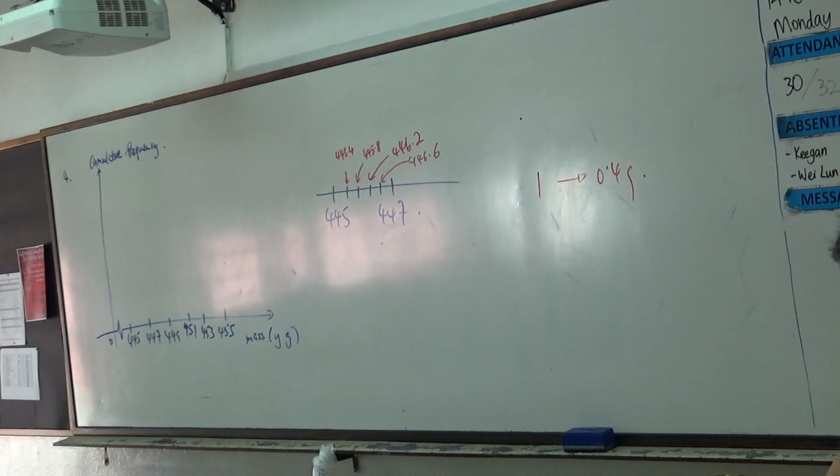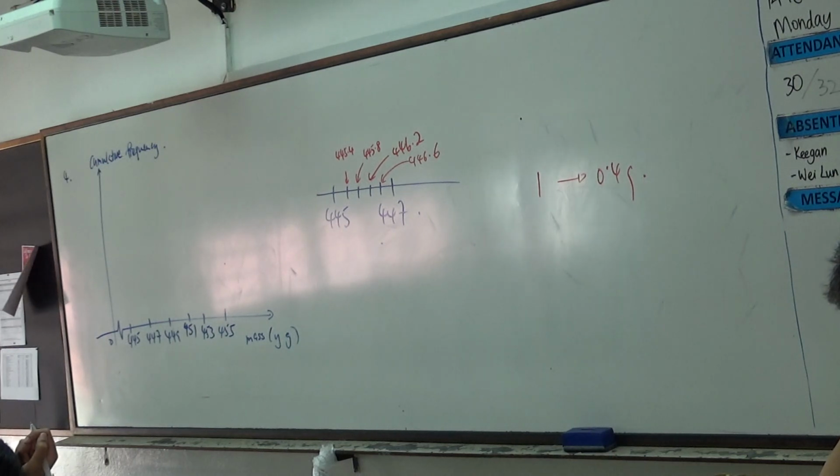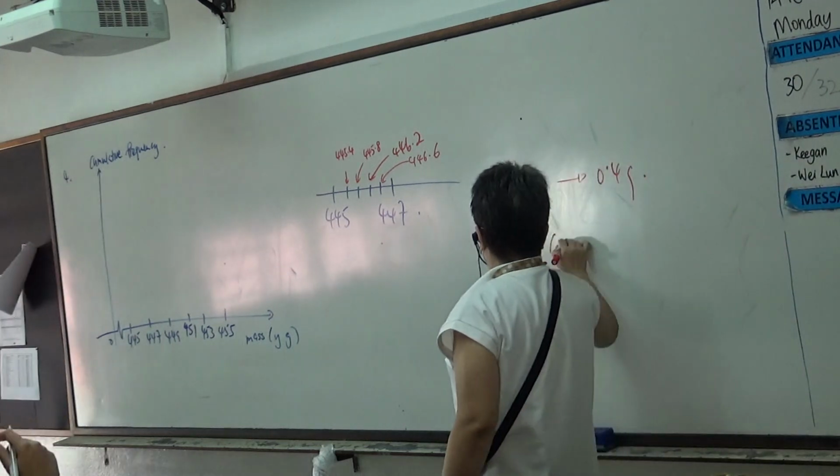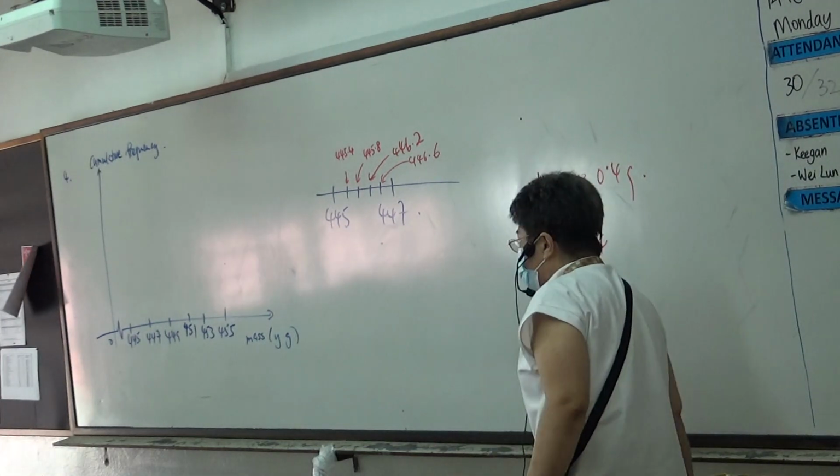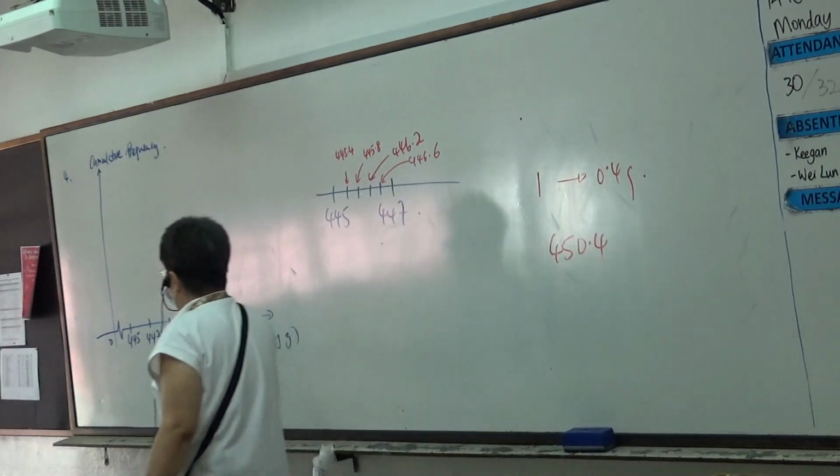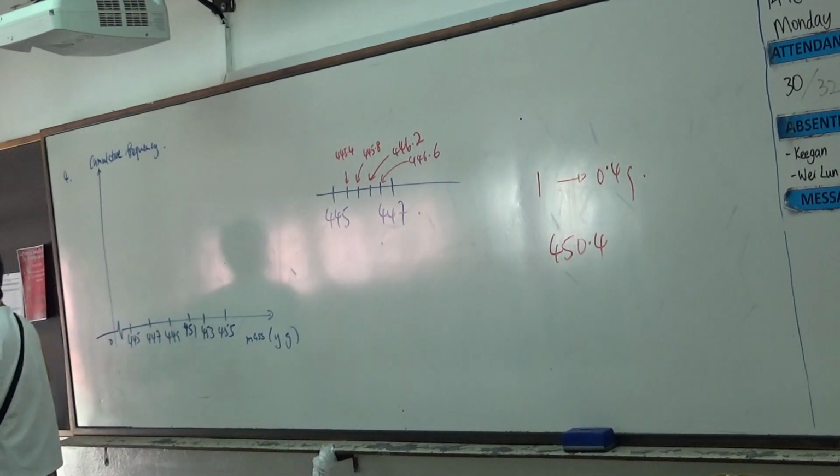The masses of 50 loaves of bread from a bakery are measured. The cumulative frequency curve below shows the mass y grams and the number of loaves of bread which are less than or equal to y grams. From the graph, estimate the number of loaves of bread having masses less than or equal to 450.4. I want you to read 450.4. Where is it? And read for me how many loaves.